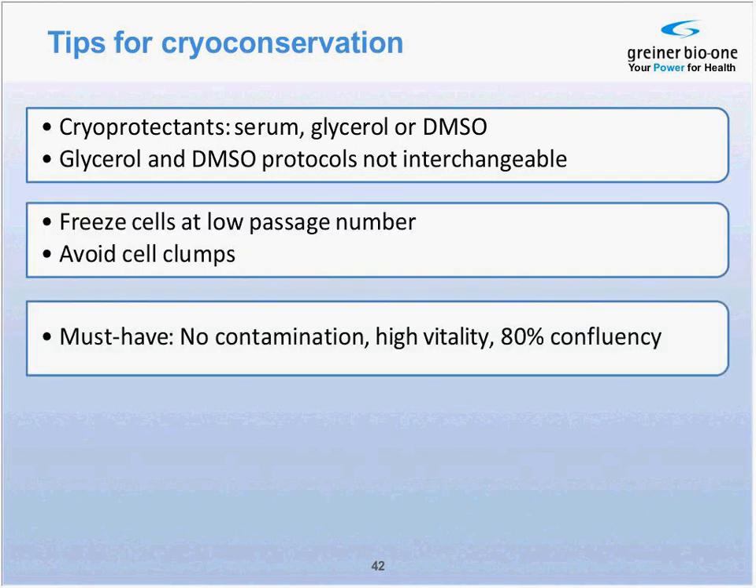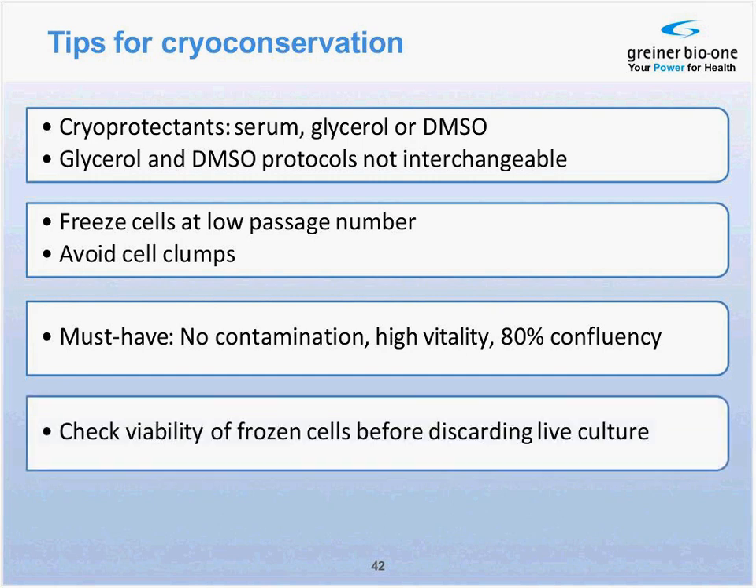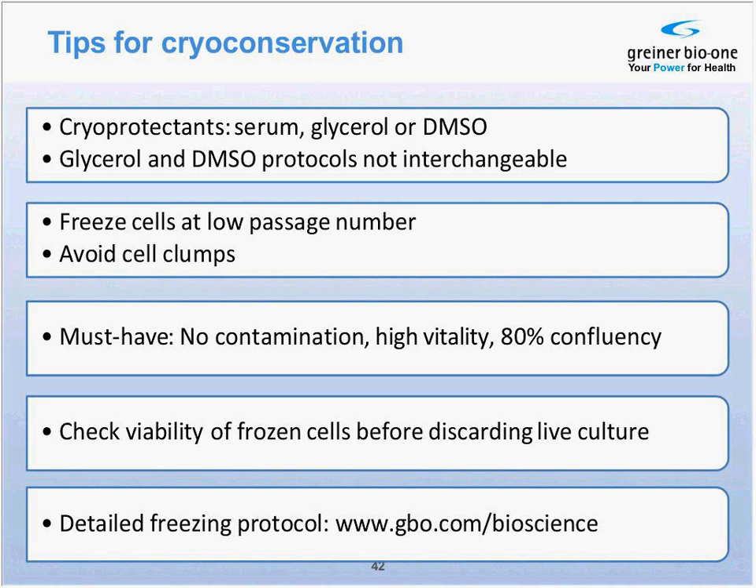When freezing cells, it's best to freeze cells at a low passage number and to avoid cell clumps. Of course, cells should not suffer from contamination and should have a high vitality or viability, which can be achieved by freezing them at about 80% confluency. It's always advisable to keep a culture running until an aliquot of frozen cells has been thawed again after 1 to 2 weeks to check cell viability. A detailed freezing protocol is available from the technical appendix in our catalog or from our website.